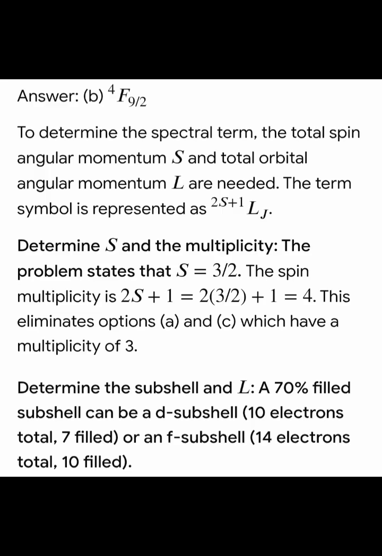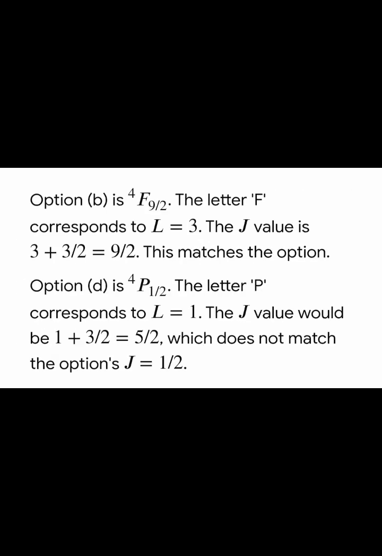Then here it is also mentioned that the subshell is 70% filled. For a D subshell, if it is 70% filled, it means it can accommodate 10 electrons and it contains 7 electrons. And for an F subshell, it can accommodate 14 electrons and here it contains 10 electrons. Then we need to check the other options. In option B, it is given 4F 9 by 2. The letter F corresponds to L equal to 3. Then the J value is 3 plus 3 by 2, that is equal to 9 by 2. And this matches the option.